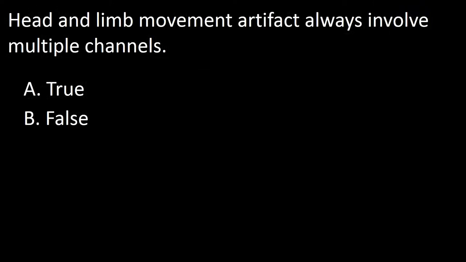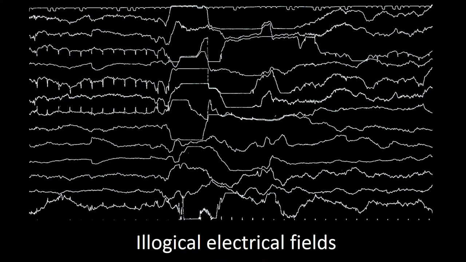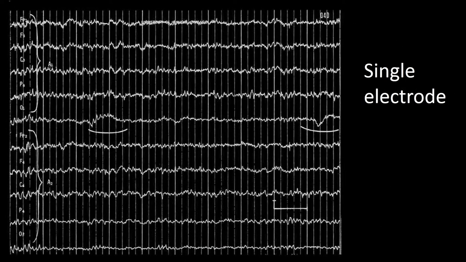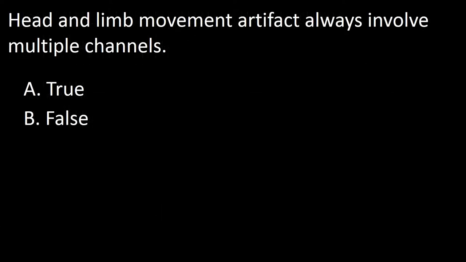Next question. Head and limb movement artifacts always involve multiple channels. A. true, B. false. Body and head artifacts usually involve multiple channels, creating an illogical feel. But at times, a single channel is primarily involved, as you can see in this frame. And at times also, the involvement of one channel is intermittent and very discrete, as you can see in this frame. So the answer to this question is false.